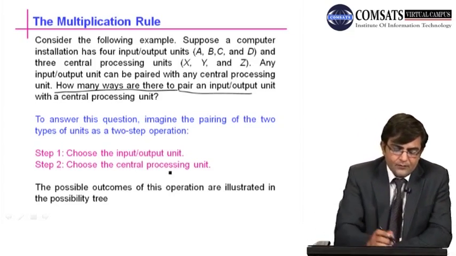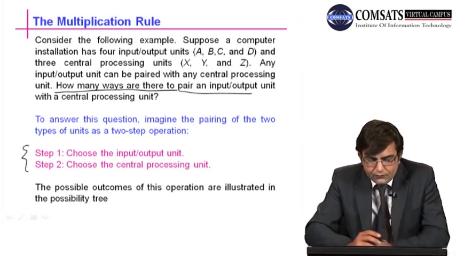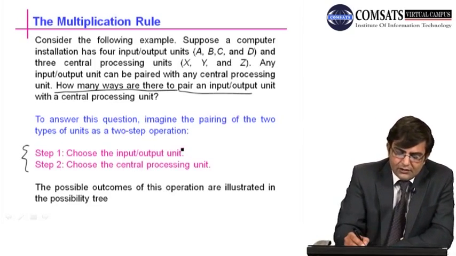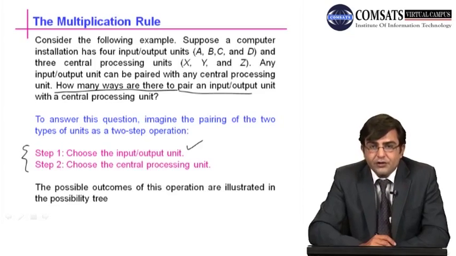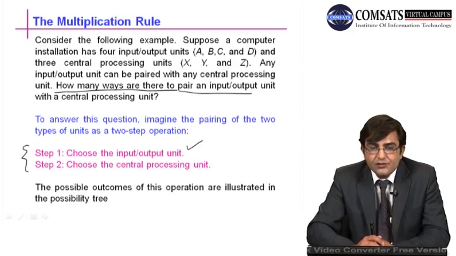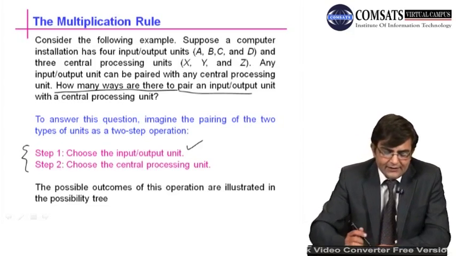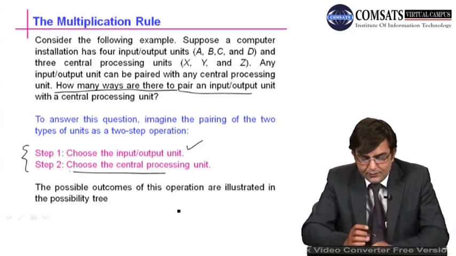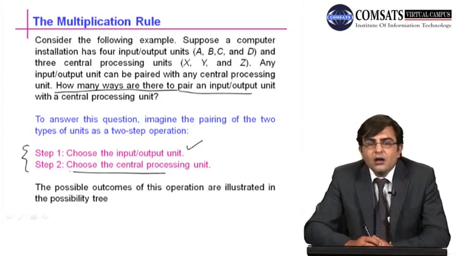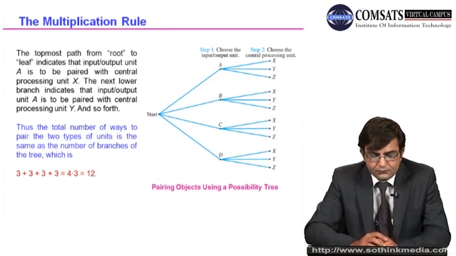So first we divide this problem of solving. Choose first the input output unit. So how many are the input output units? We have 4 input output units, so we can choose either of A, B, C or D. And then in the second step we have to choose the central processing unit. We'll see the possibilities with the help of a figure here.